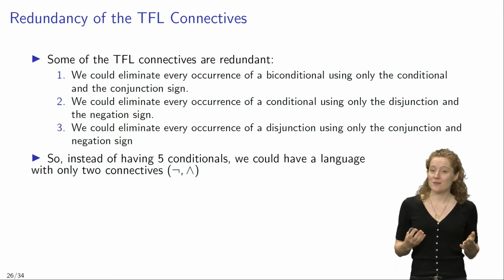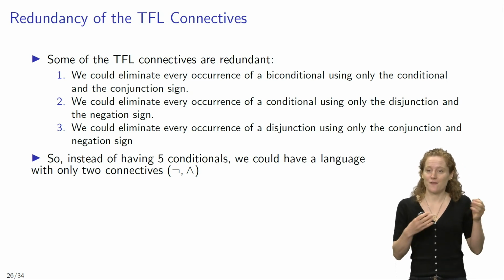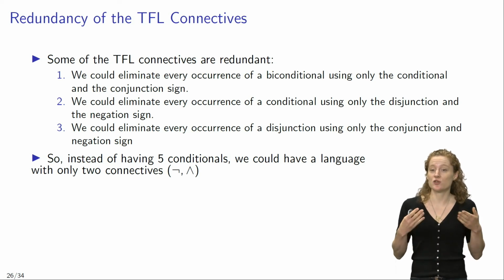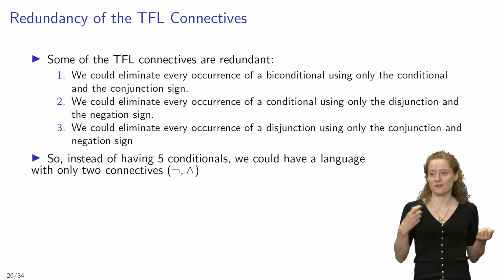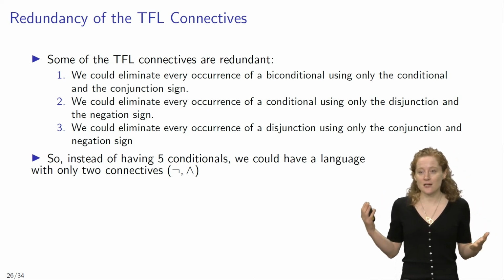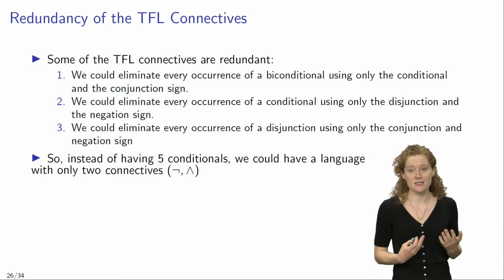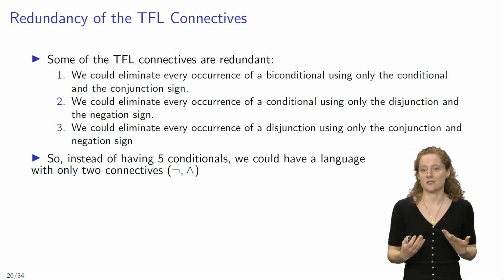Now, what that means is that instead of having 5 connectives, we could in principle have a language with only 2 connectives, the negation and the conjunction sign, and we would still be able to express exactly the same truth conditional contents that we are able to express using TFL.